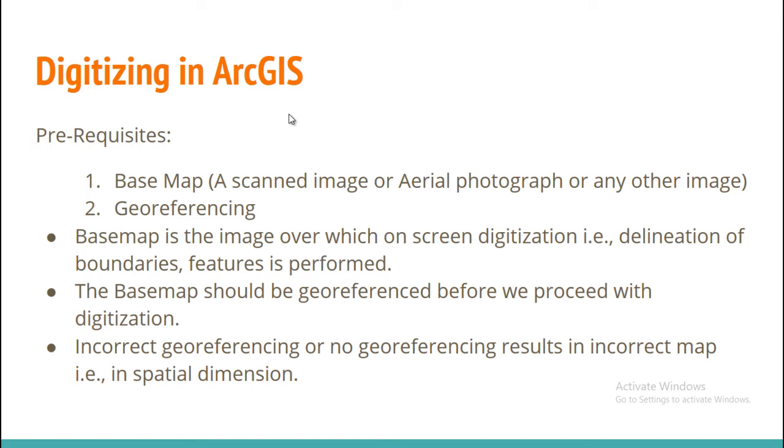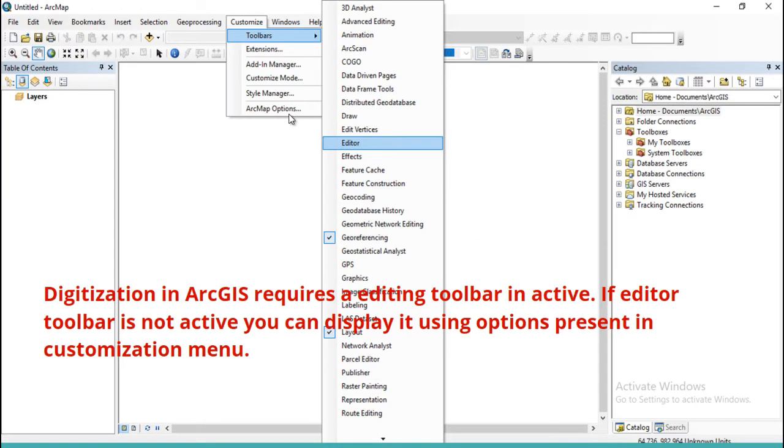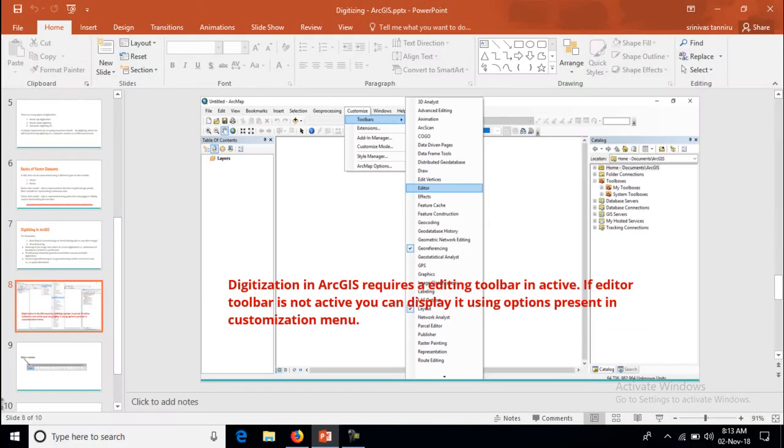That is, if you are preparing a map of India or of any state or district or village, there is no guarantee that the map will be spatially correct, in the sense that it will stay at its correct coordinates. Another thing is, you need the editor toolbar to perform digitization. If you are not seeing the editor toolbar in your GIS, you can add it via the customize menu. So now let's see how to perform digitization in ArcGIS.